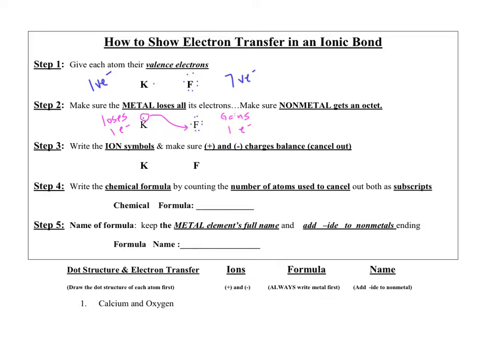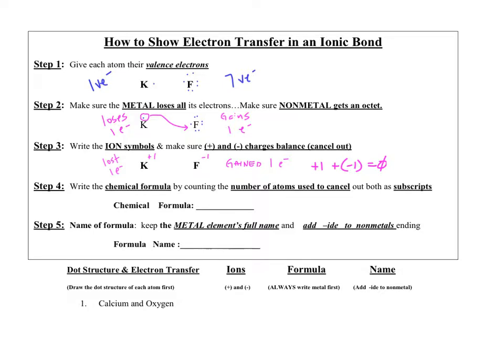Now I need to write the ion symbols. Potassium lost 1 electron, so it'll become +1. Fluorine gained 1 electron, so it is going to become -1. Remember the charges have to balance each other out. So if I've got a +1 and I add a -1 to that, then I get 0 charge.